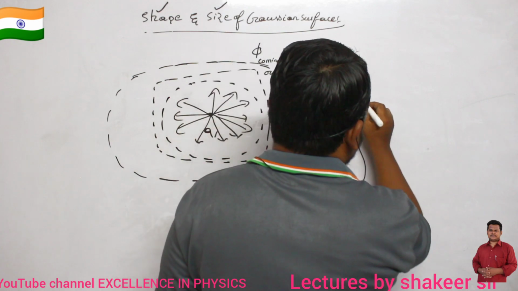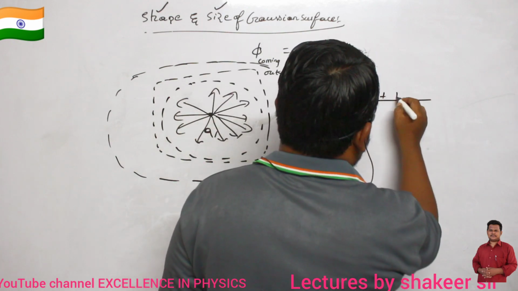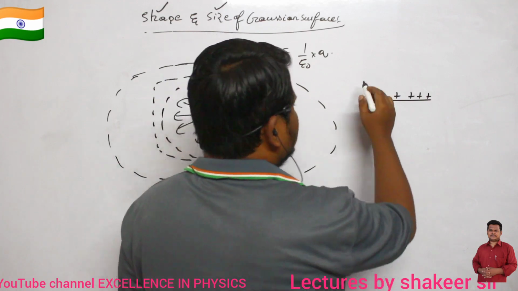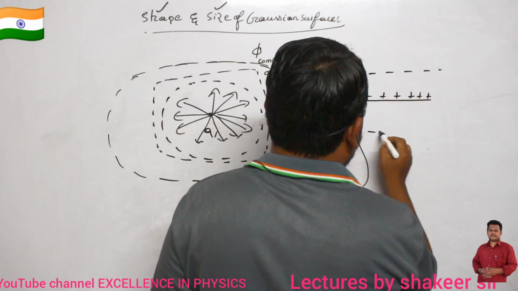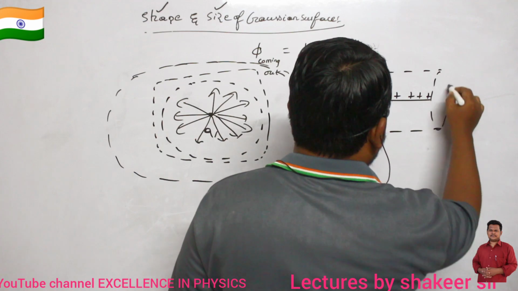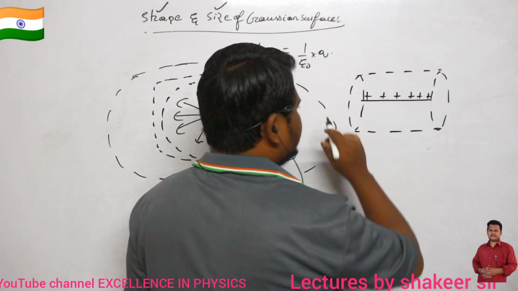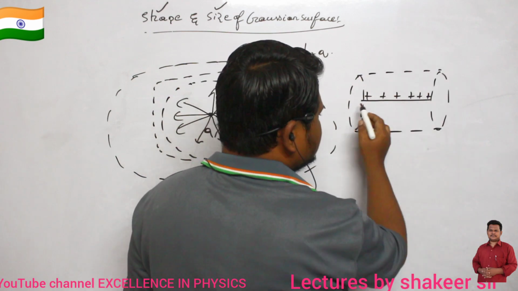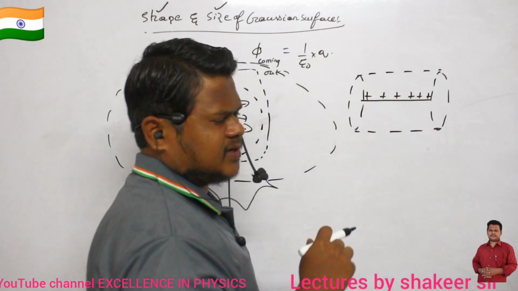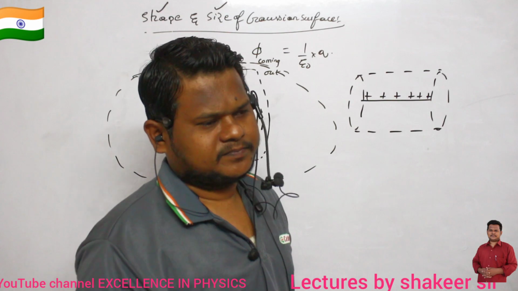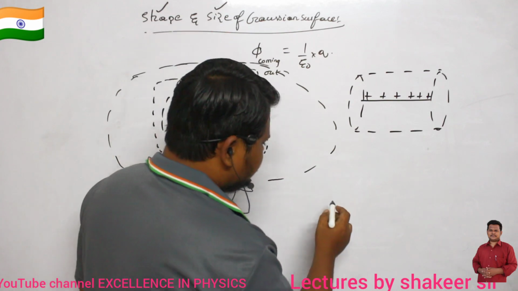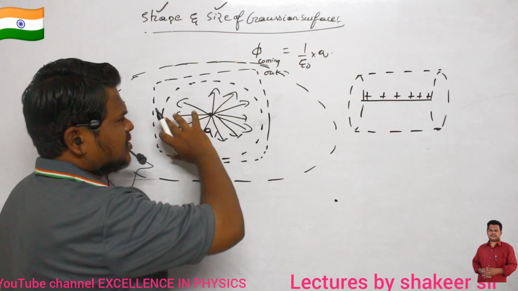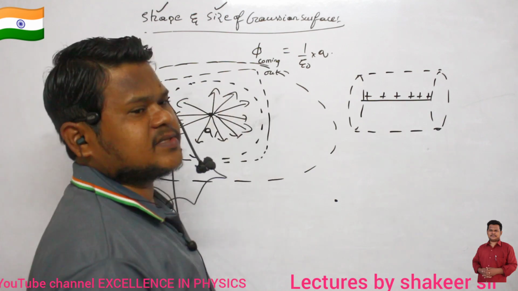For example, this is a linear charge, a charge which is distributed on a straight line. Then what is the shape of the Gaussian surface we will take? We will try to take a cylindrical surface, because this cylinder is at equal distance from this line charge, so that we can solve the problem with the help of symmetry. Okay. Similarly, if it is a point charge like this, then we try to take a spherical surface, because the area of a sphere I can calculate very easily.